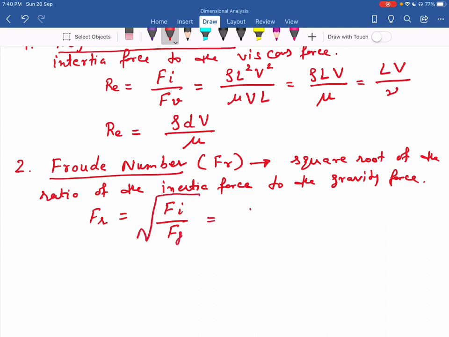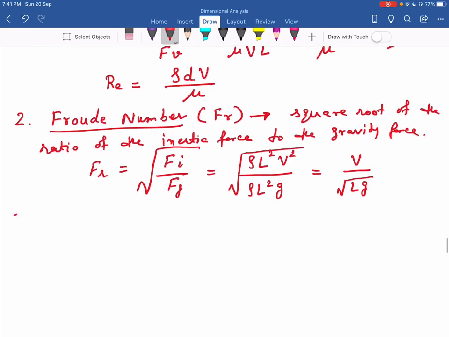So this I can write as rho L square V square divided by the gravity force, rho L square g, all under root. So this comes out to be V upon root of Lg. This is the Froude number.